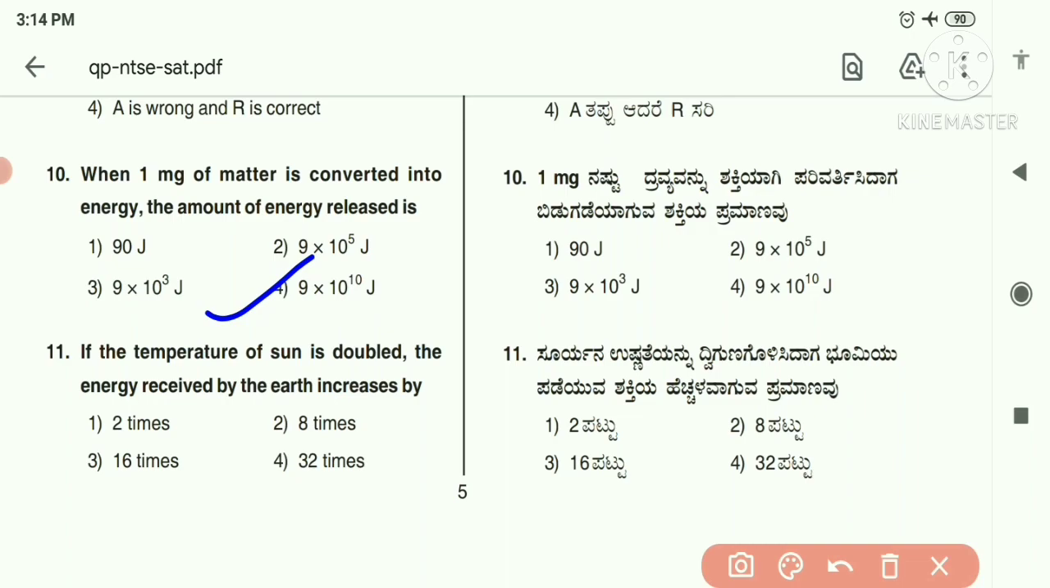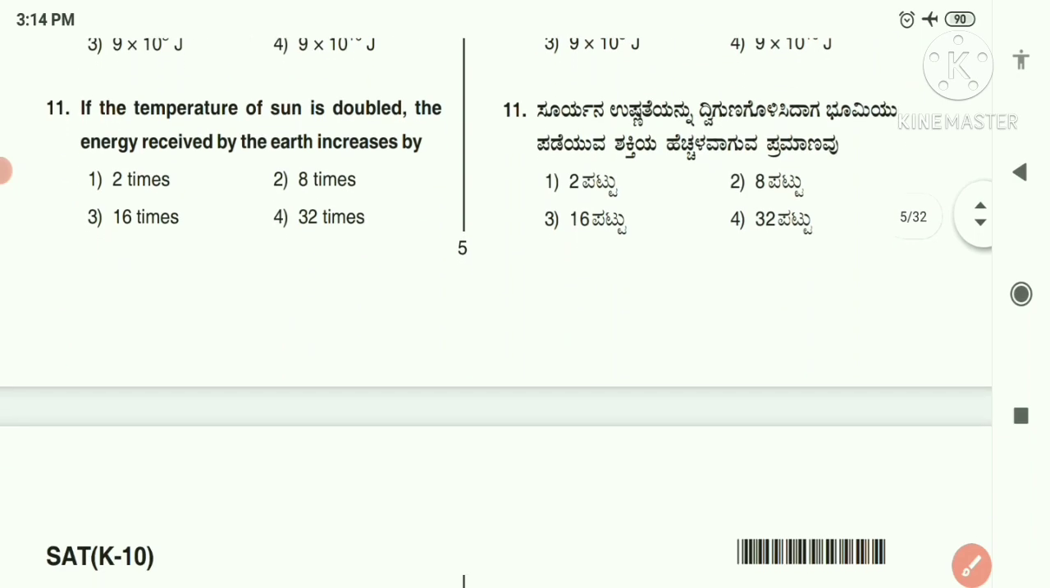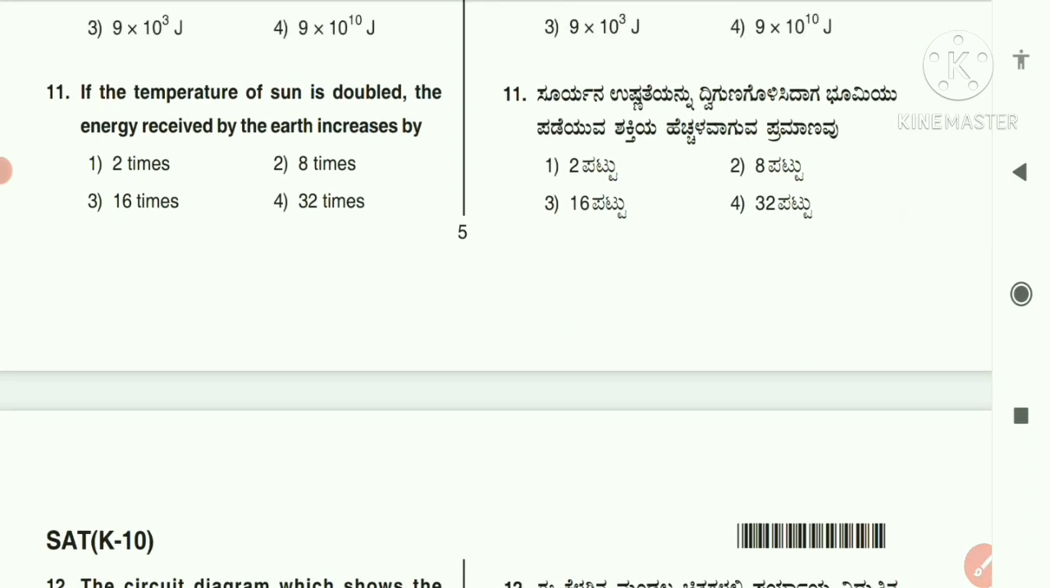Okay. Now let's go to the next question. Here it is. If the temperature of the sun is doubled, the energy received by the earth increases by option 1, 2 times, option 2, 8 times, option 3, 16 times, option 4, 32 times. Here, given the temperature, when the sun's temperature is doubled, which magnitude of energy reaches the earth? Okay, here it is, a formula is there.